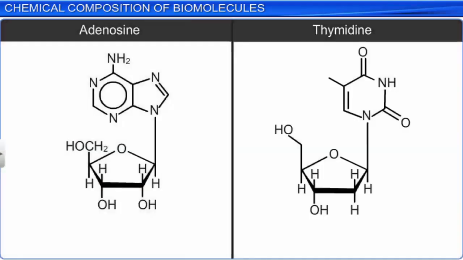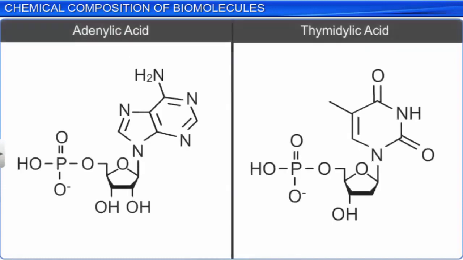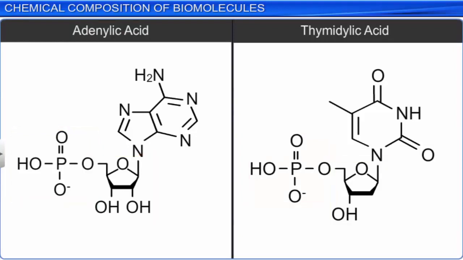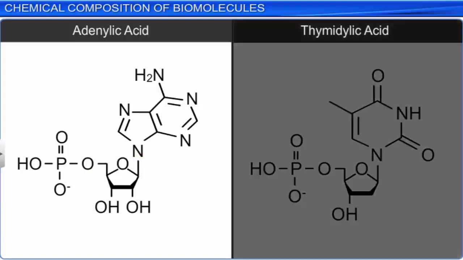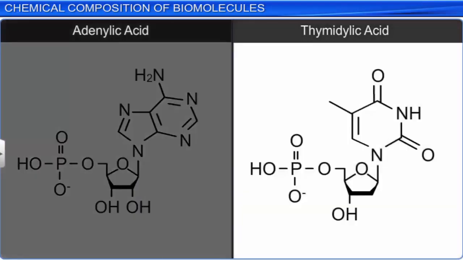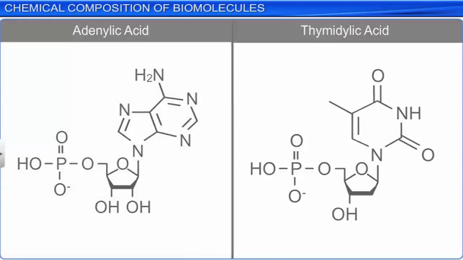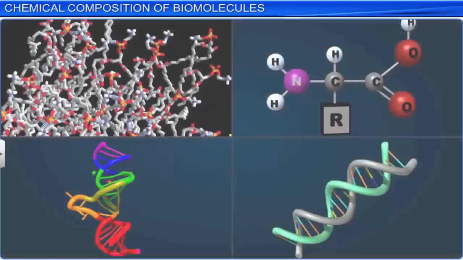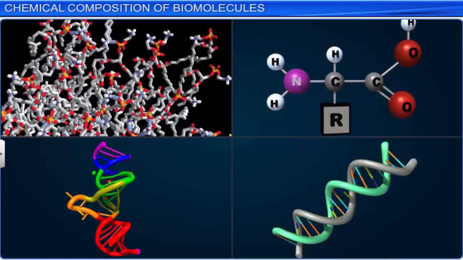On the other hand, if a phosphate group is also found esterified to a sugar, they are called nucleotides, such as adenylic acid and thymidylic acid. Nucleic acids such as DNA and RNA consist of nucleotides. They are molecules involved in heredity. Thus, biomolecules act as building blocks of life and perform vital functions in living organisms.